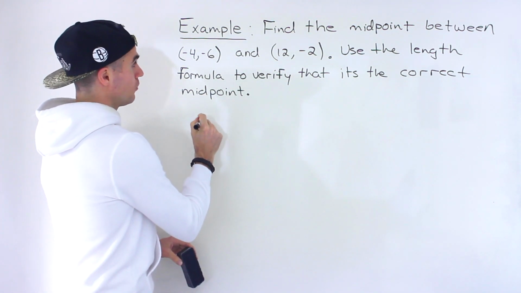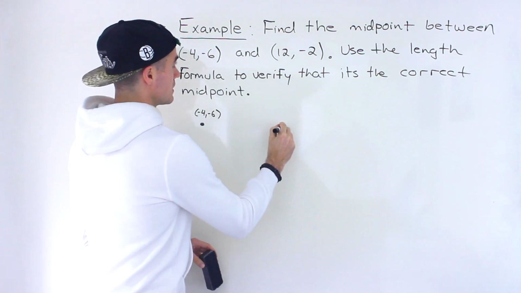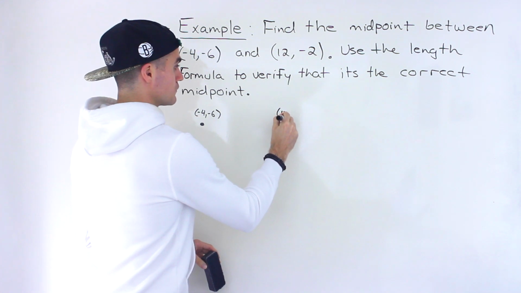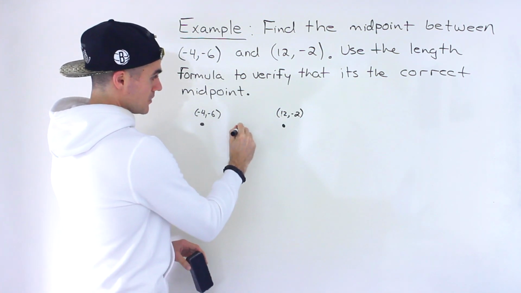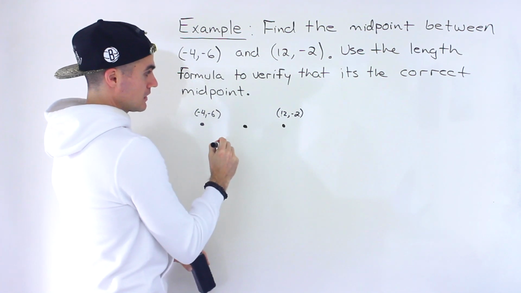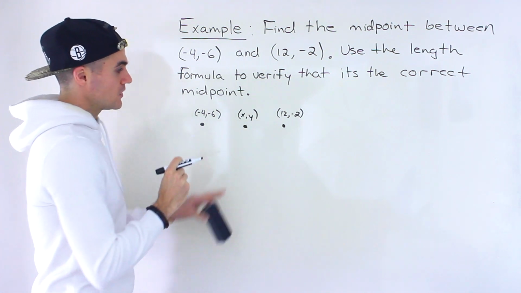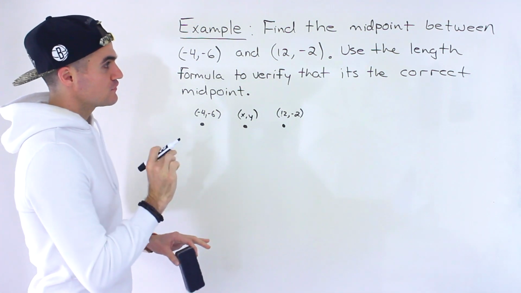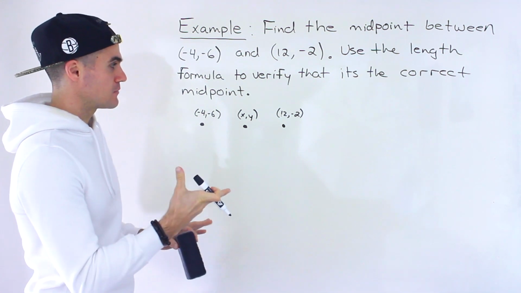So we've got these 2 points here, (-4, -6) and (12, -2). What we've got to do is first find the midpoint between them, which is going to be here, right? Some kind of x and y value. And then once we have the midpoint, we have to verify using the length formula that it's the correct midpoint. So what does that mean?